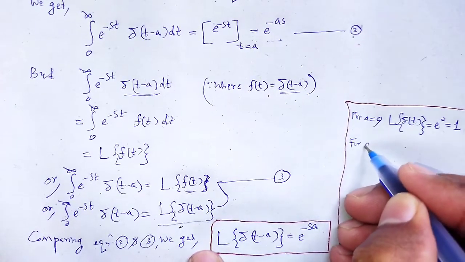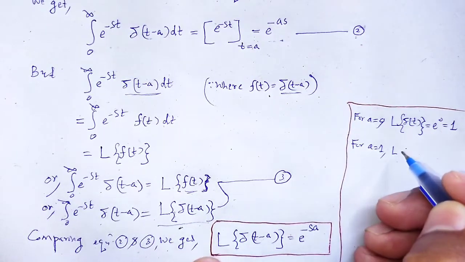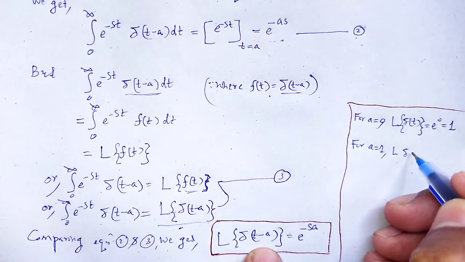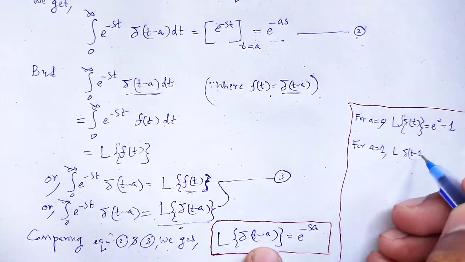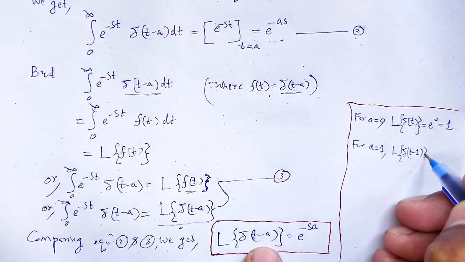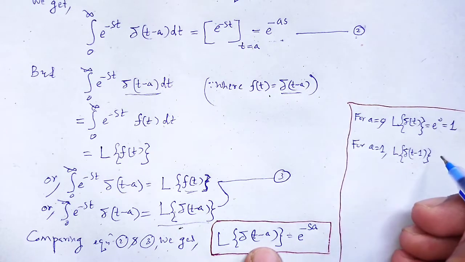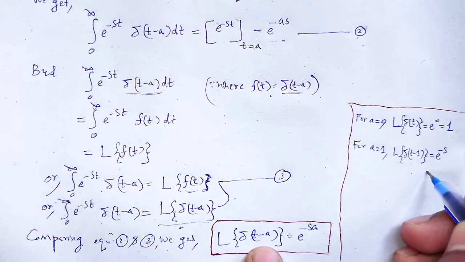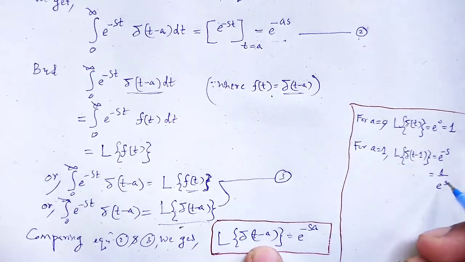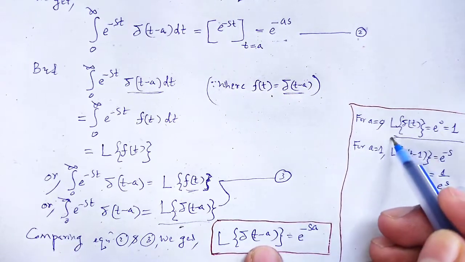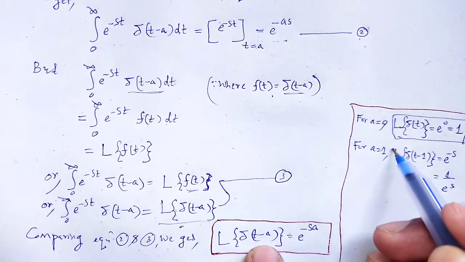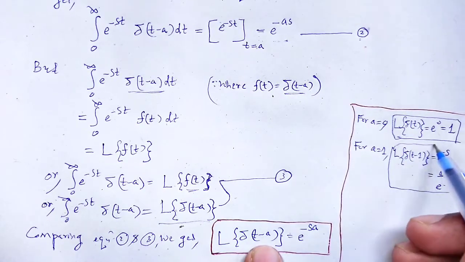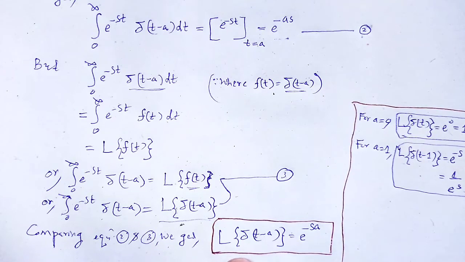Again, for a is equal to 1, Laplace transform of delta of t minus 1, in place of a we substitute 1, that is e to the power minus s. E to the power minus s is equal to 1 divided by e to the power s. Laplace transform of delta t, Laplace transform of delta of t minus 1.